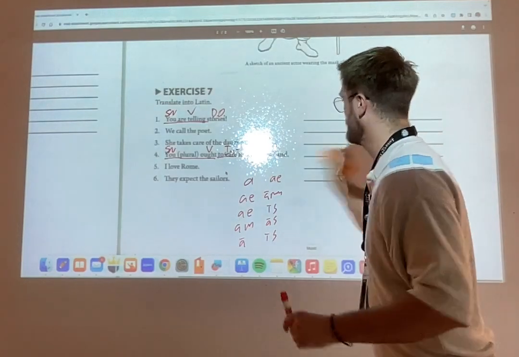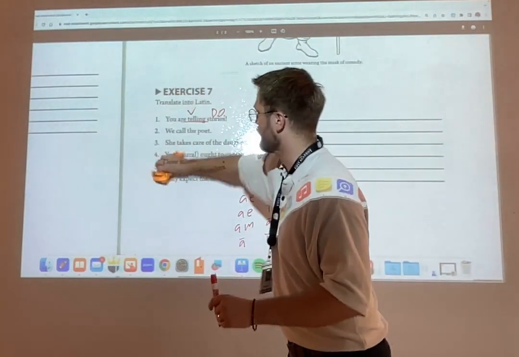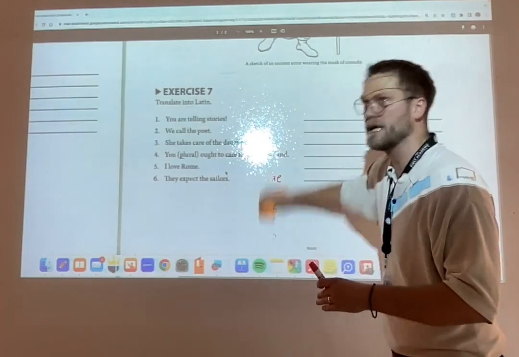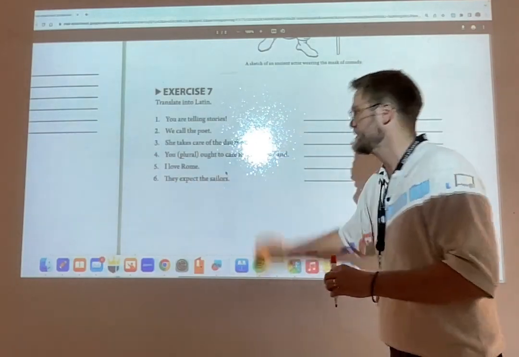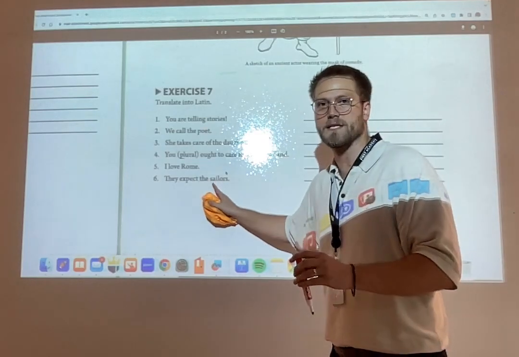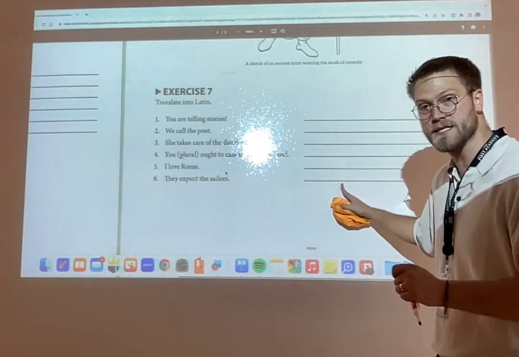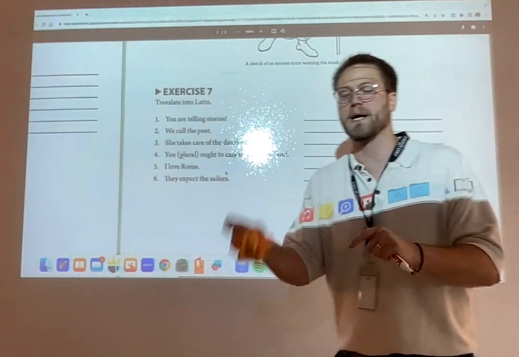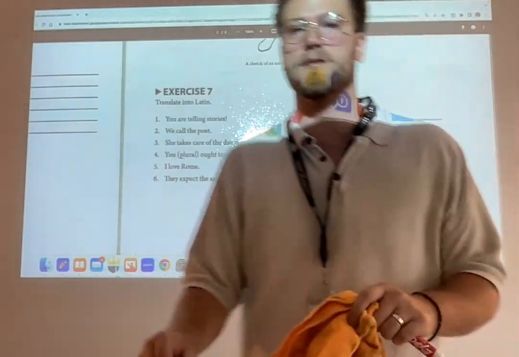All right, the next two really quickly are pretty easy. I love Rome. That's just Romam amo, and they expect the sailors. They expect the sailors. All right? Sailors is the direct object. It's plural. So now nautas, accusative plural as its ending. Nautas, and they expect. Exspectant, they expect. All right, you guys are going to be set.